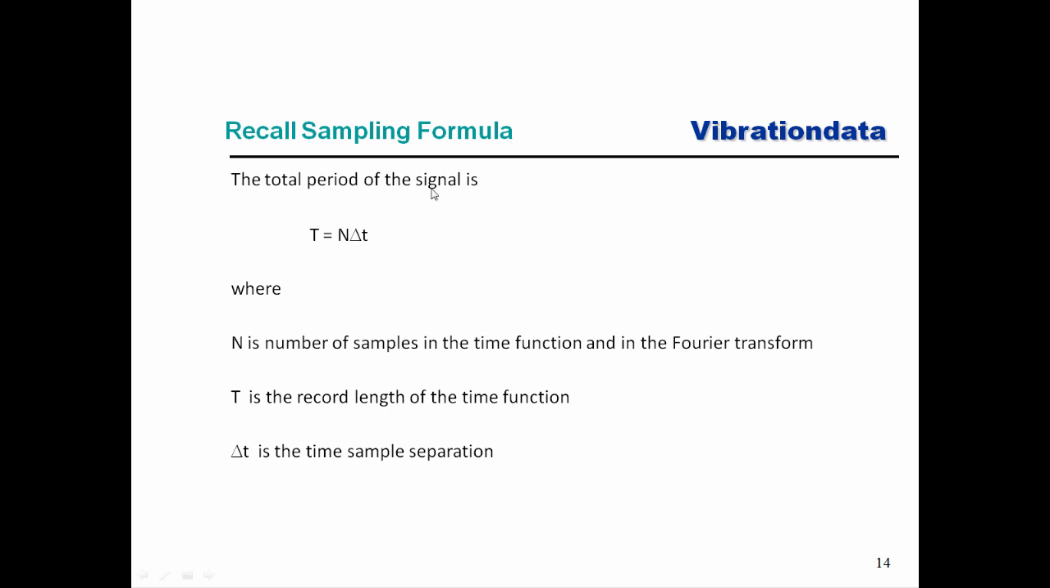Okay, a few things about some of these formulas that are important for dynamic data acquisition and analysis, and for Fourier transforms, and for power spectral densities. We're going to take our whole period. When I say the whole period, that's the whole duration, T. And that's equal to N times delta t, where N is the number of samples in the time function in the Fourier transform. Obviously, we're dealing with digital data here. T is going to be the record length or duration of the time function. And delta t is going to be the time step. So it's actually the inverse of the sample rate. So that's a sampling formula there.